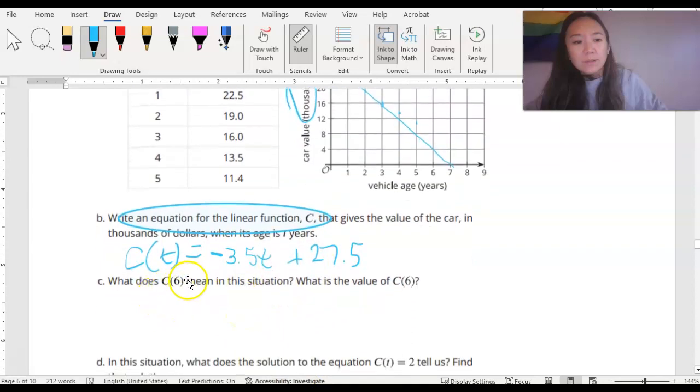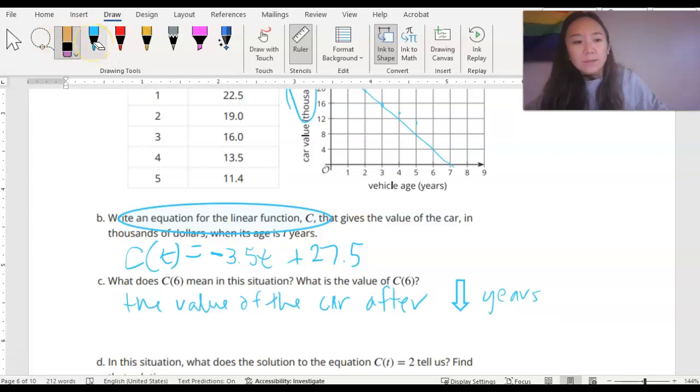So what does a C of 6 mean in this situation? So this means the value of the car after 6 years.